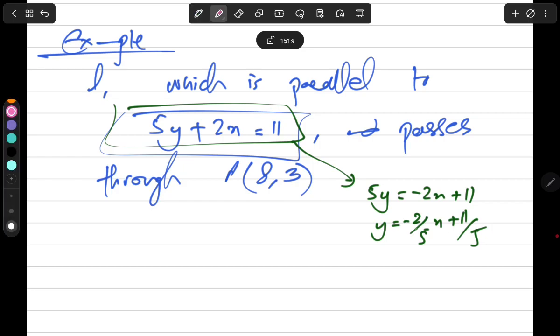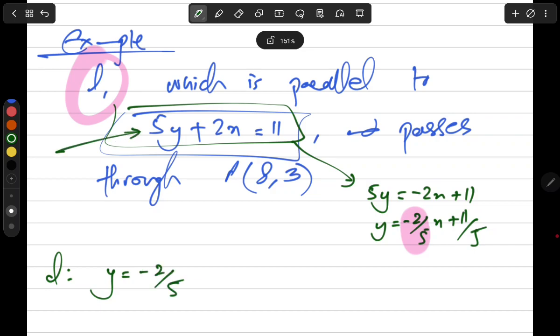So the gradient is right here, negative 2 upon 5. So we know that this line L1 will also have the same gradient. So this line L1 is going to be y equals mx, where m is minus 2 upon 5, which is parallel to this other line. So y equals minus 2 upon 5 x plus c.